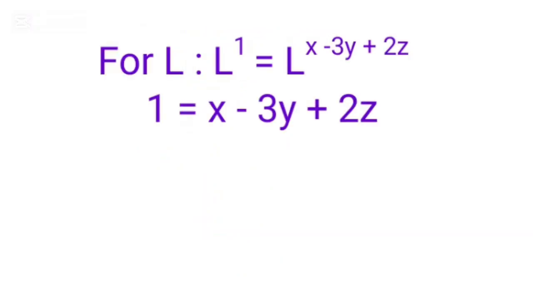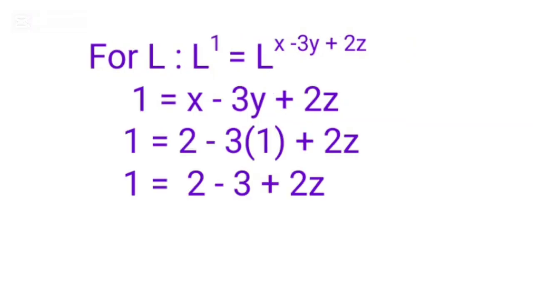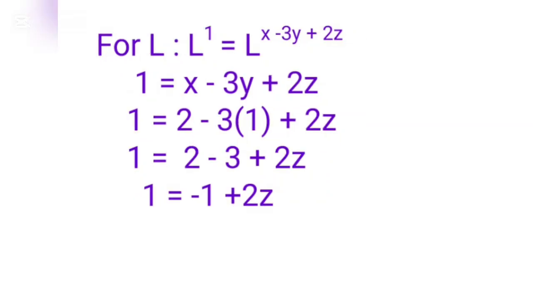On the left-hand side, we have L raised to power 1, and on the right-hand side, we have L raised to power x - 3y + 2z. We are going to substitute values for y and x. So we have 1 = x - 3y + 2z. When we substitute x, which is 2, and y, which is 1, we'll have 1 = 2 - 3 + 2z. And 2 - 3 will give us -1. So we have 1 = -1 + 2z.